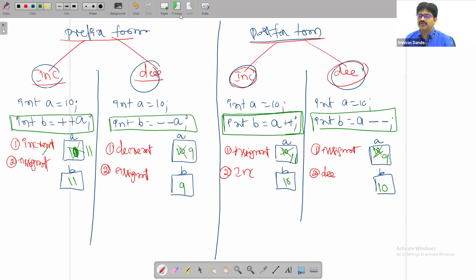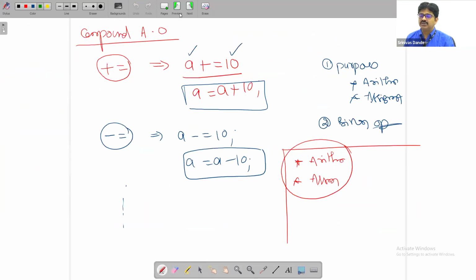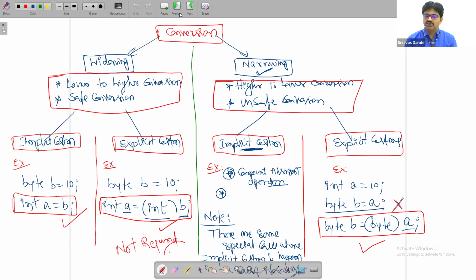Let me go and write that down. Go to previous, go to another previous. What are the two special cases, guys? Increment and decrement operators, and compound assignment operators. Only in the case of increment decrement operators and compound assignment operators, implicit casting happens in the case of narrowing. But other than these two cases, anywhere else in Java, you have to do explicit casting in the case of narrowing. Is that clear, guys? Done.